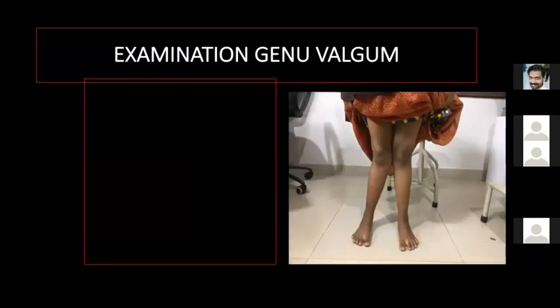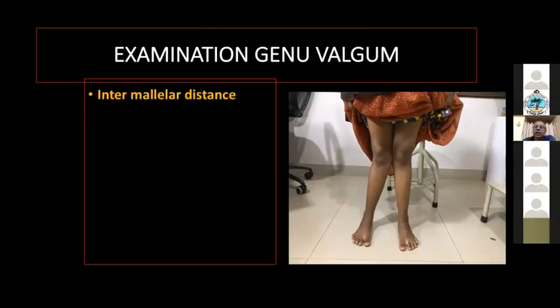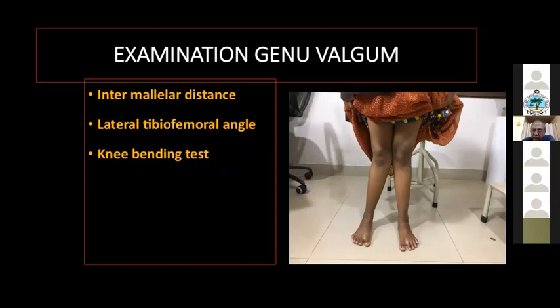Now you will examine for genu valgum. What are the things that you want to look for in the genu valgum? The child you are going to examine, and this is your short case or the case scenario. So first, you quantify the genu valgum. How will you quantify it? By intermalleolar distance. You have to take intermalleolar distance measurement both lying down and standing. Don't forget to do this. Then lateral or anterior tibiofemoral angle. Then knee bending test.